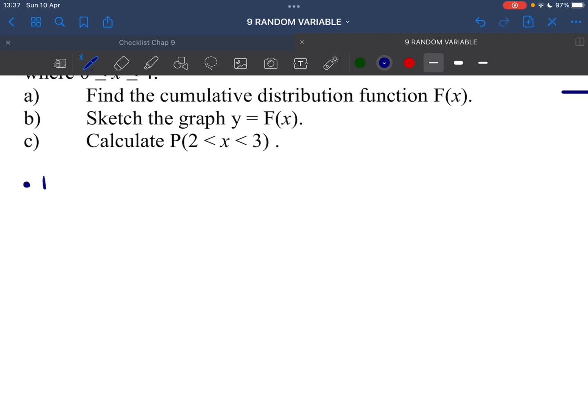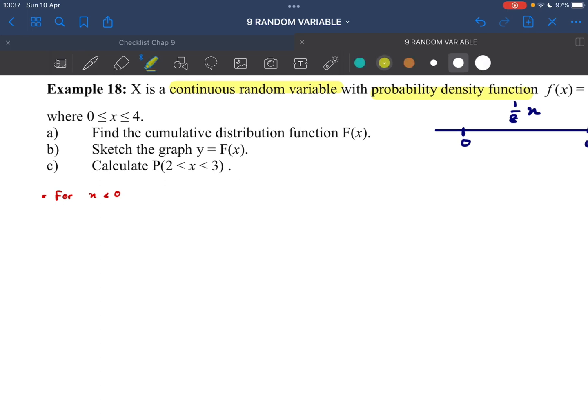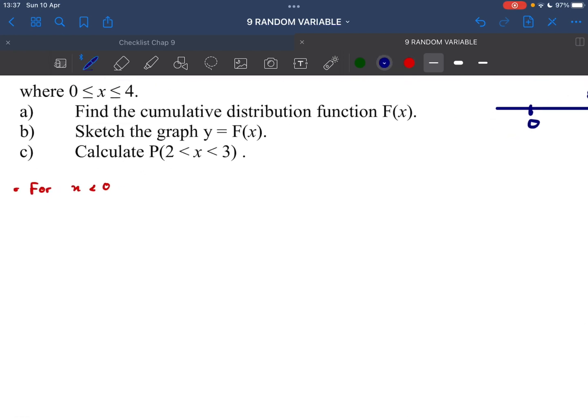which is for x less than 0. Okay, which is this part here, where the function is 0. So we are going to integrate F(x) equals the integral from negative infinity to 0, but remember the last limit has to be x. Okay, the function is 0, so this one will simply be 0.